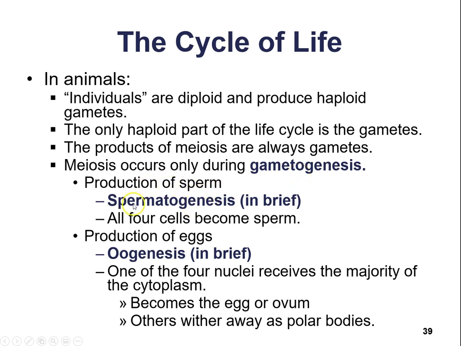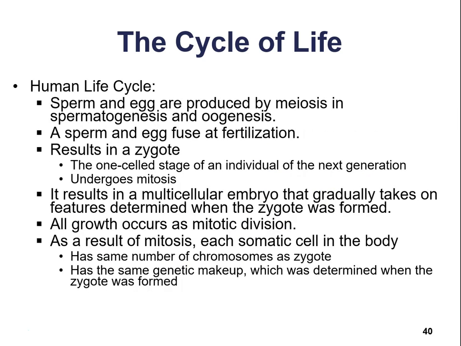So production of sperm we'll call spermatogenesis. All 4 of those cells that are produced become sperm. In oogenesis, production of eggs, it's different. One of the 4 nuclei actually will get the majority of the cytoplasm and become the egg. The other ones just get discarded. So the meiosis process still occurs the same way in terms of that nuclear division and the formation of those 4 nuclei, but only one of them will become a viable egg. So you can see how those are different.